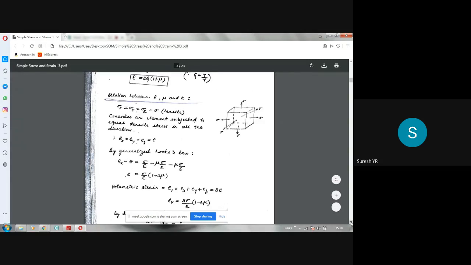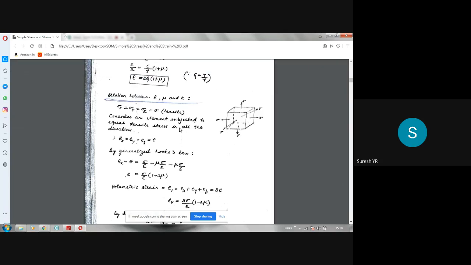So the first one is the relationship between E, mu and G: Young's modulus, Poisson's ratio, and rigidity modulus. The second one is the relation between Young's modulus, Poisson's ratio, and bulk modulus. In this case, we have to consider a three-dimensional element, because it is a bulk modulus. Whenever the word bulk comes into the picture, you have to take the volume of the element, so like volumetric strain, we have to compute the change in volume.